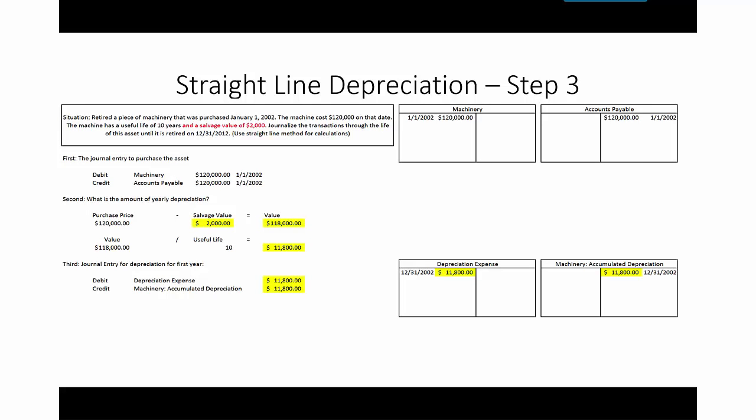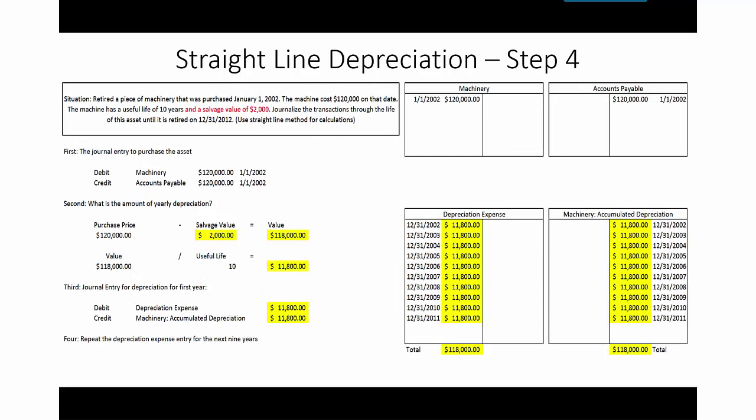So our first journal entry for depreciation will be a debit to depreciation expense and a credit to accumulated depreciation for that piece of machinery. You can see the T accounts have the values over there on the right hand side. Then each year after that I will recognize $11,800 worth of depreciation expense every year and put that also into the accumulated depreciation.